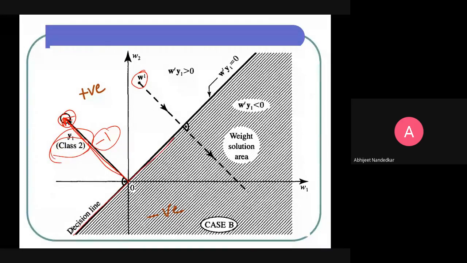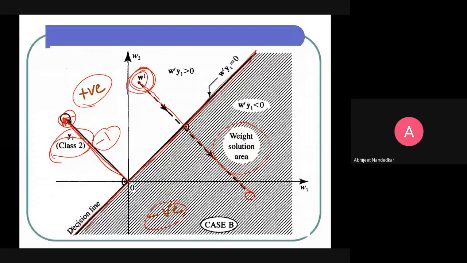This is the decision line, that is W transpose Y1 equal to 0, because of Y1. Now your weights are here, that means you are in the positive zone, but you want a negative output. So your weight cannot be here to classify Y1 properly. So you have to throw this weight with the shortest path somewhere in this zone, which is called the solution area.